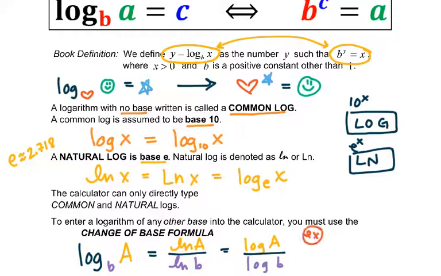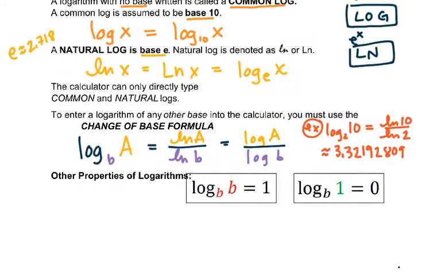So for example, if I asked you to type log base 2 of 10 and give me a value in your calculator, you would do ln 10 divided by ln 2. And typing that into your calculator, the value I get is approximately 3.32192809. And I'll get the exact same value if I were to type common log over common log. Okay, so we can type any base, it's just it can be a little more complex.